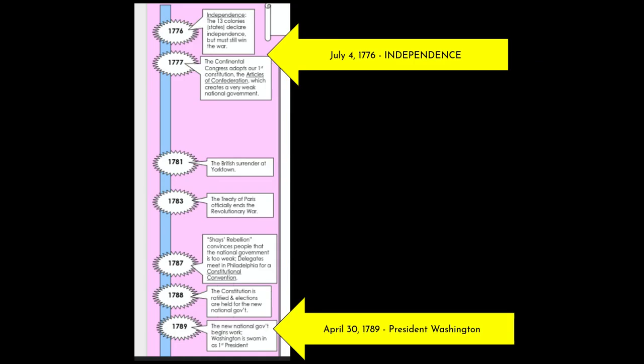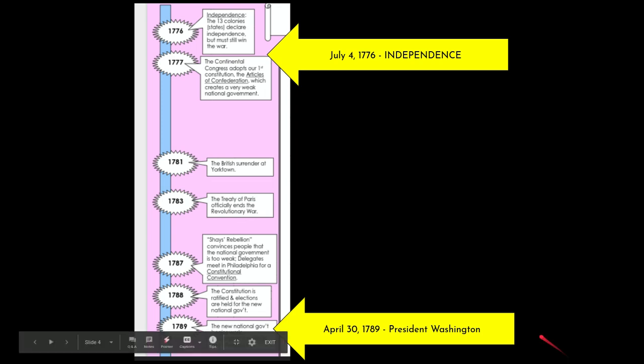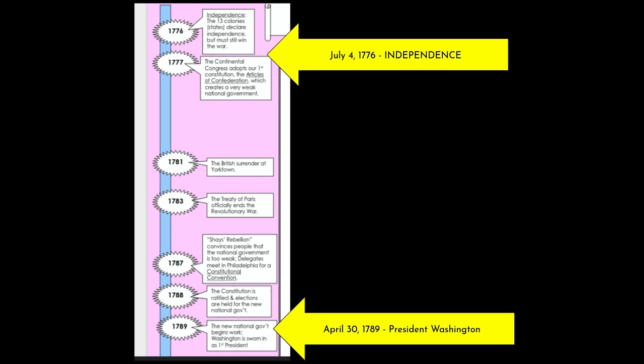So this is the thing you do need to know. We declare independence on July 4th, 1776. And George Washington becomes president on April 30th, 1789. You don't need to know that date. You need to know George Washington is the first president. You should definitely know George Washington is the first president. I will repeat, George Washington was the first president. So if I ask you on a little quiz, who was the first president? The answer is George Washington.